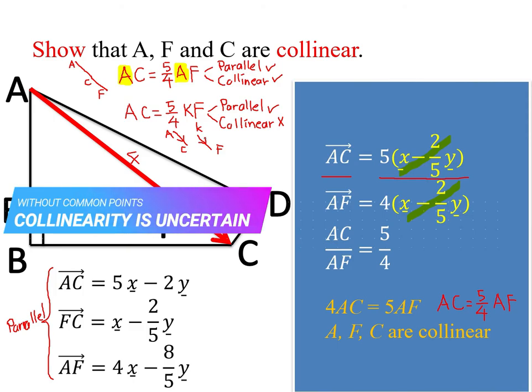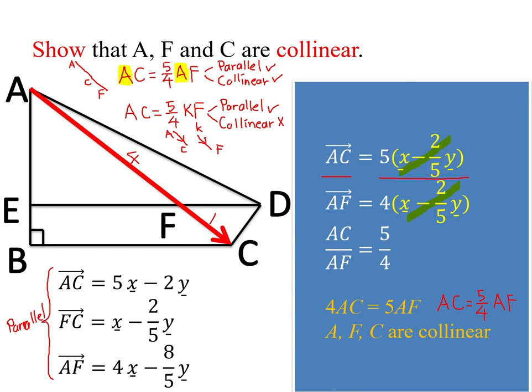So the calculation proves that they are parallel. As long as you can get the ratio between the two vectors, then it's already proven that they are parallel. But to know whether they are collinear or not, you must check whether they have the common point or not. That's why when I come up with this conclusion, AC equals 5 over 4 AF, then I can actually make a conclusion already. Why? First, I can get the ratio. Second, I can see the common point.